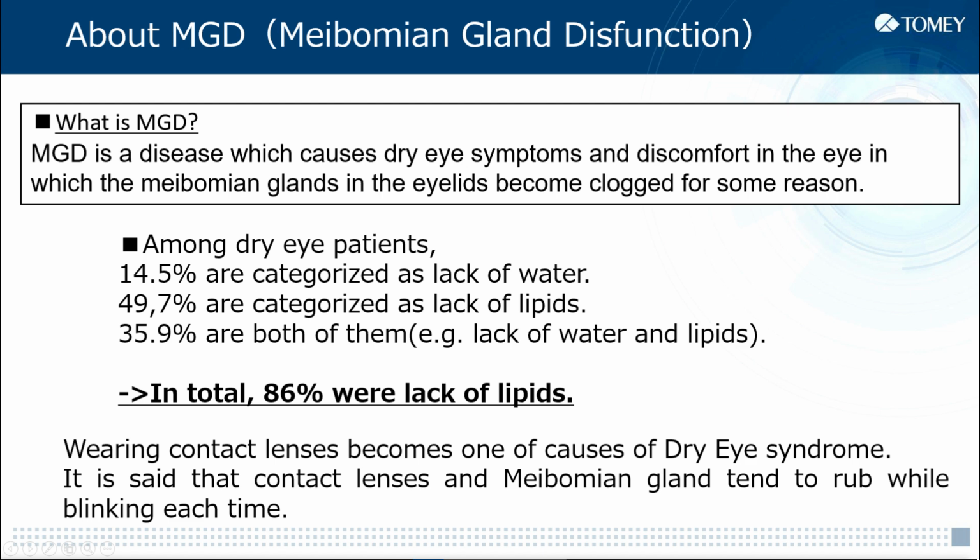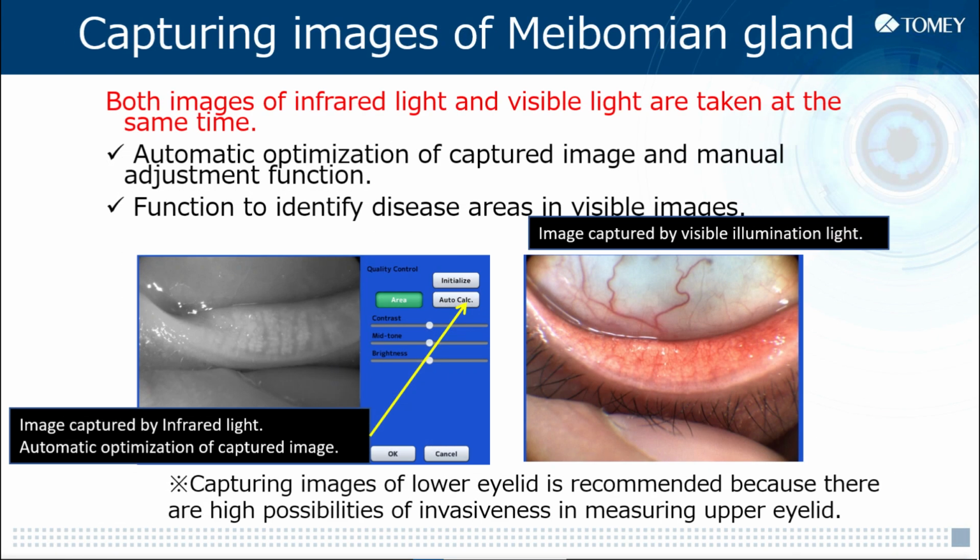It is said that wearing contact lenses causes dry eye, and that is because contact lenses and meibomian glands rub against each other while blinking. I said that observing meibomian glands by slit lamp is difficult, however, it is pretty easy with the MR6000 because there are several support functions.